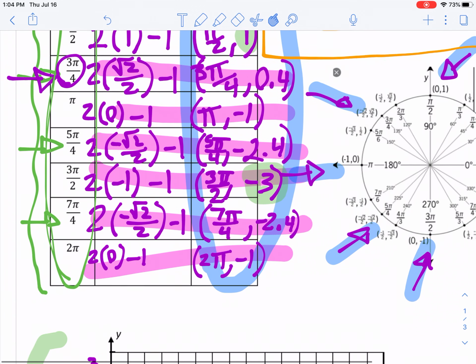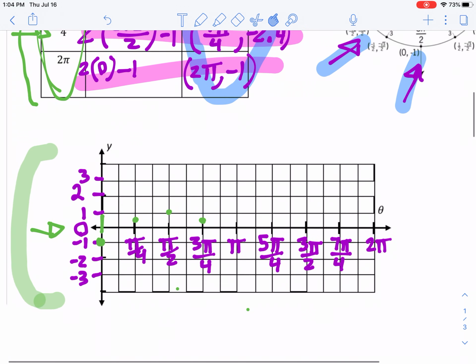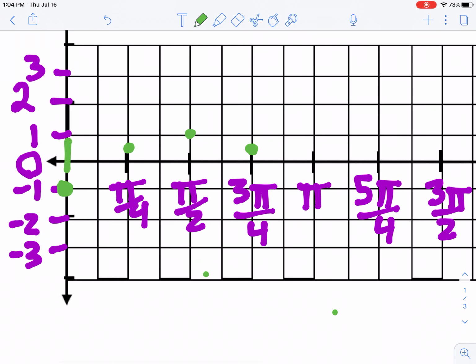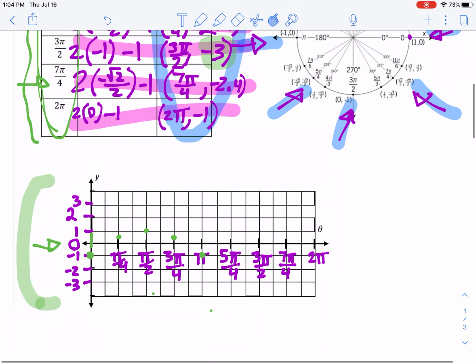Okay, let's go to our next point. Our next point is pi, comma, -1. Zoom in, pi, comma, -1. That gives me that point right there. So I hope that you're seeing how these things work.